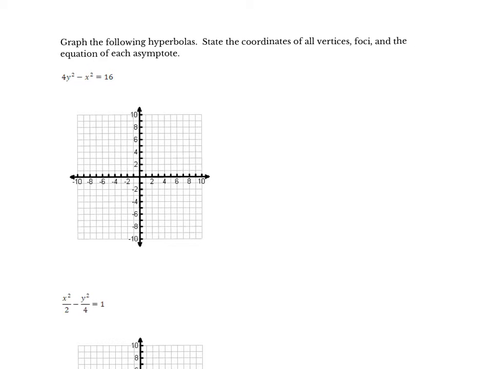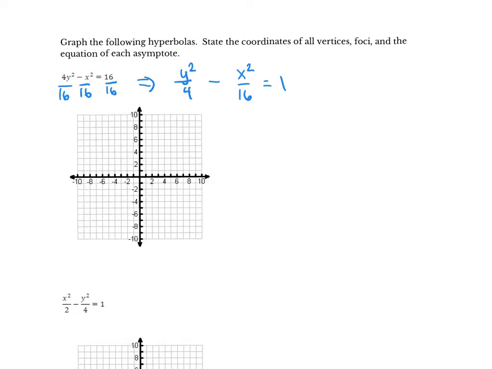So let's look at a couple other examples. This first one, you use 4y squared minus x squared equals 16. So the first thing I see is it needs to be put in standard form with the 1 on the other side. So I'll go ahead and divide everything by 16. That's going to yield y squared over 4 minus x squared over 16 equals 1.